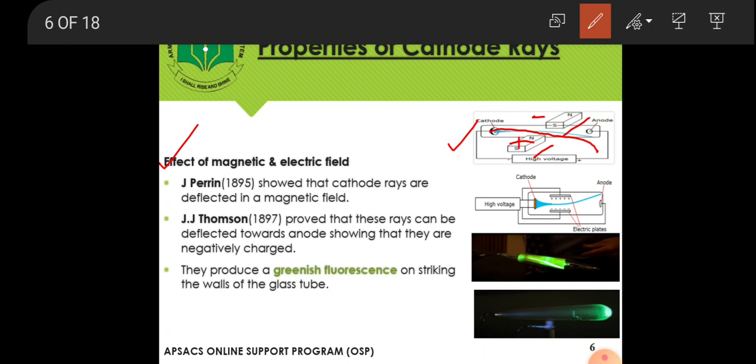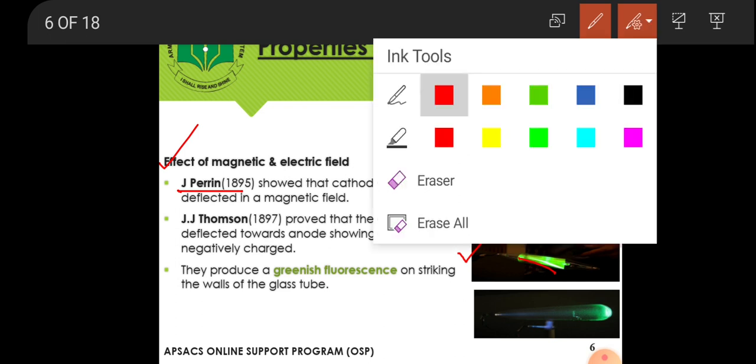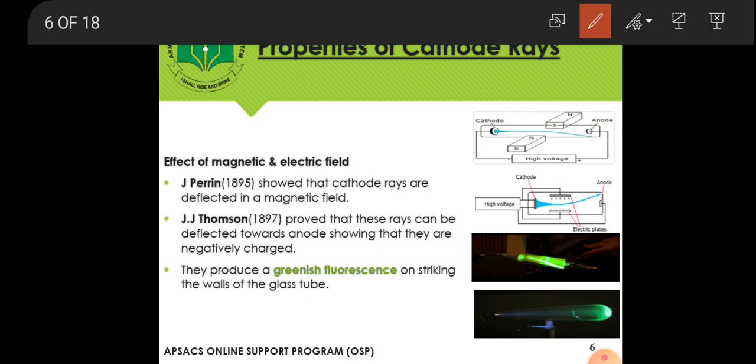It means the cathode rays are deflected in a magnetic field, and it is very clear from this picture. This deflection was studied by J. Perrin in 1895. And if an electric field is brought close to the cathode rays, then the cathode rays are deflected towards a positively charged electric plate. Means cathode rays are negatively charged, and that is why they are deflected towards the positively charged electric plate, showing that the cathode rays are negatively charged.